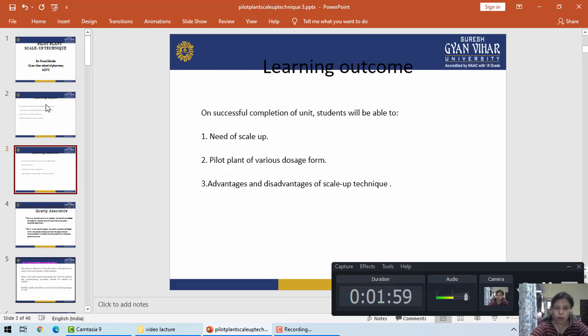So you will also learn about the advantages and disadvantages of scale up technique, why we are doing the scale up, and why it is not advantageous for us. All these things you will be able to know after the completion of this unit.